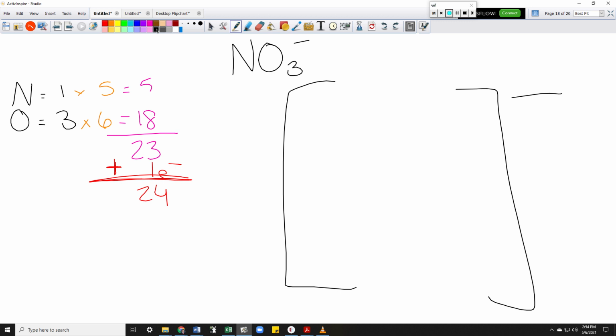Nitrogen is going to go in the middle. Everybody okay with that? Now, I'm going to hook nitrogen up to how many oxygens? 3. How are my oxygens going to be apart from each other? As far as possible. Somebody going to draw a peace sign? Yep. Everybody okay with that?